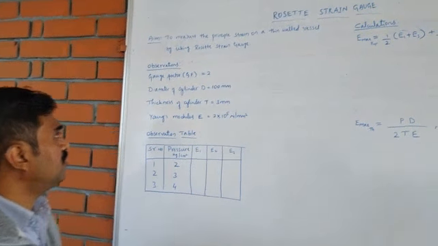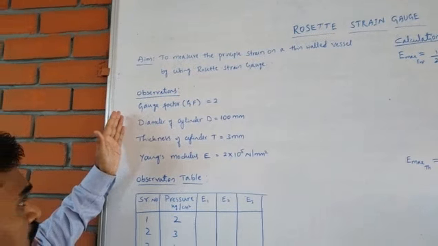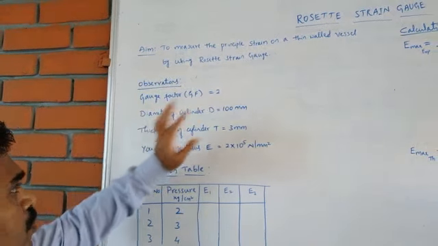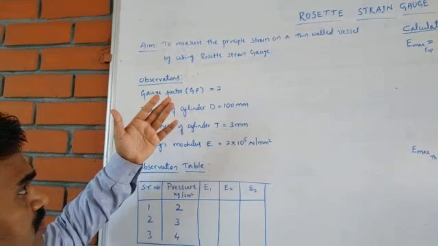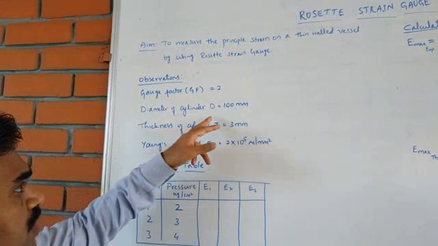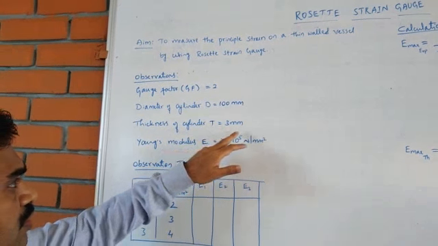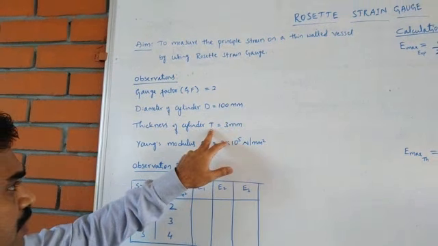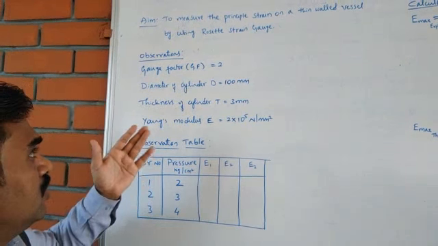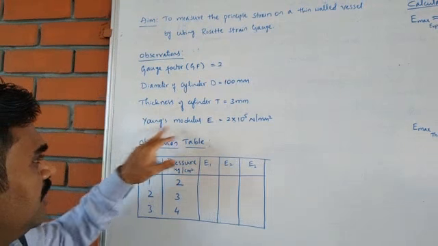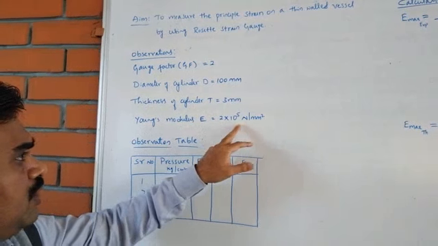So these are the observations that we have to make before we start with the experiment. The gauge factor is 2. The diameter of the cylinder on which we are going to measure the principal strain is 100 mm, and the thickness of the cylinder, given by capital T, is 3 mm. The material used for this cylinder has Young's modulus E equal to 2 into 10 raised to 5 Newton per mm square.